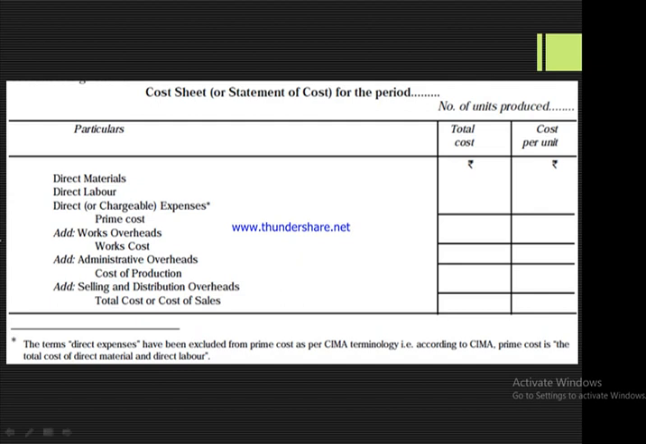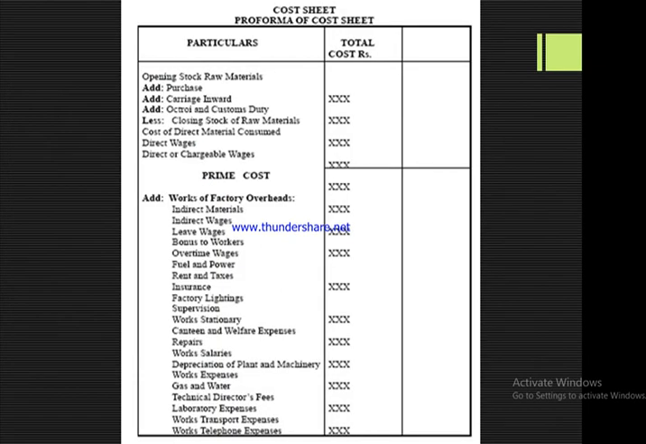Accordingly, once we add all the factory overheads to the prime cost, we get what is known as works cost. When we add our administrative overheads to works cost, we get cost of production. For the cost of production, once we adjust for opening stock of finished goods and deduct the closing stock of finished goods, we get cost of goods sold. And once we add all the selling and distribution overheads to that, we get cost of sales.